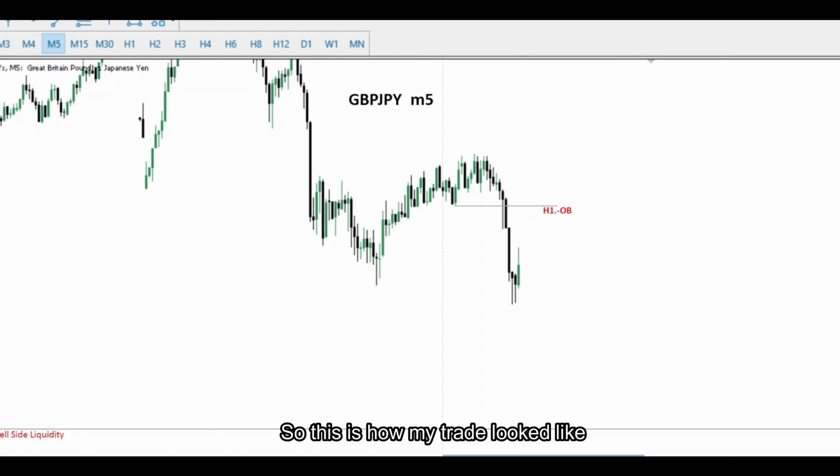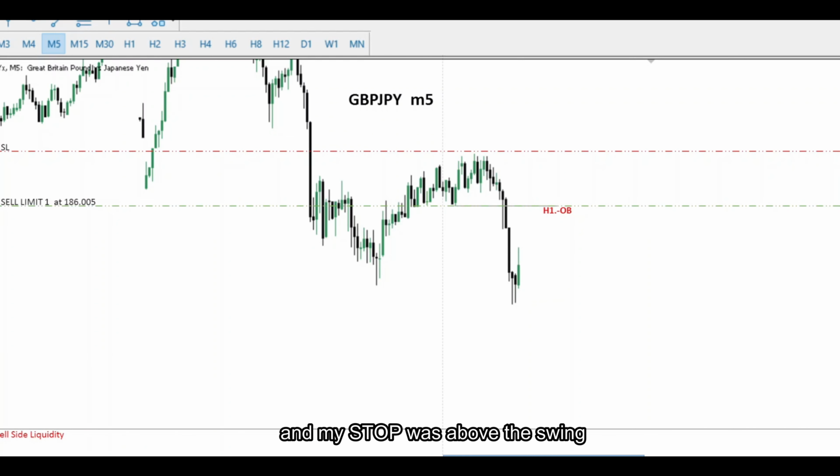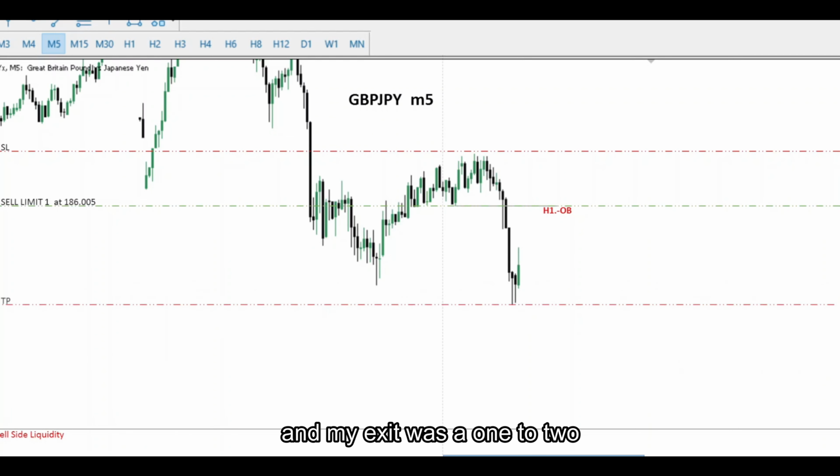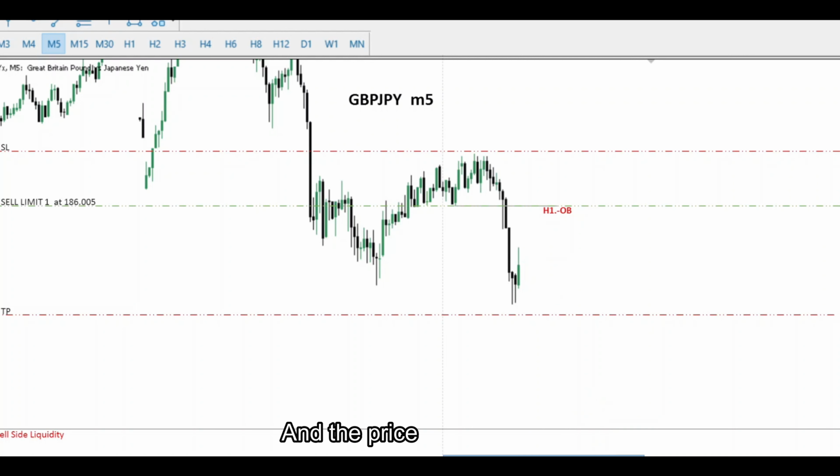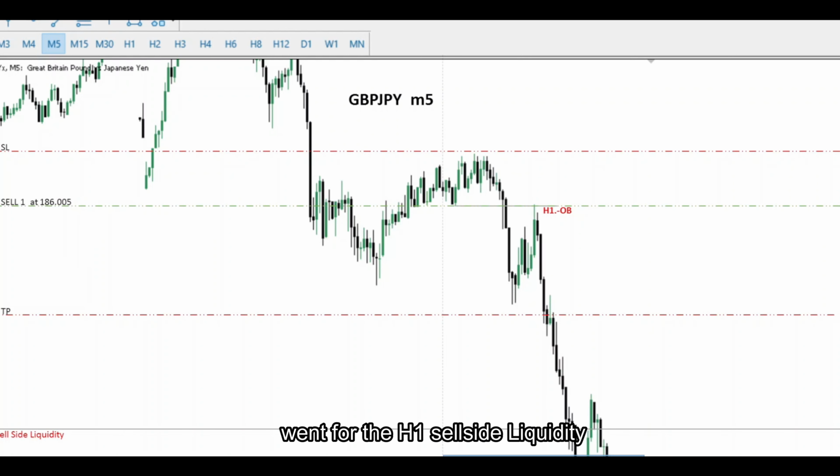So this is how my trade looked like. I had a sell limit on this level, and my stop was above the swing, and my exit was a 1 to 2, and the price went for the H1 sell side liquidity.